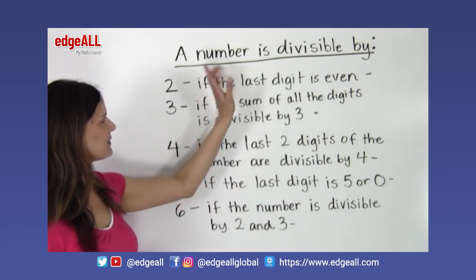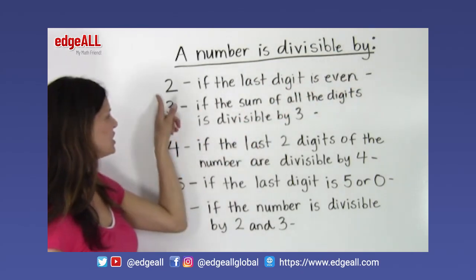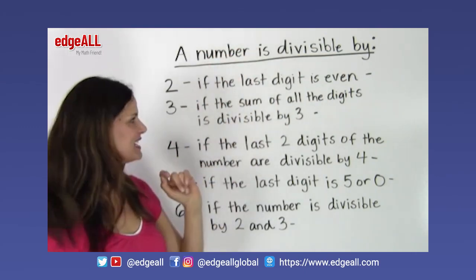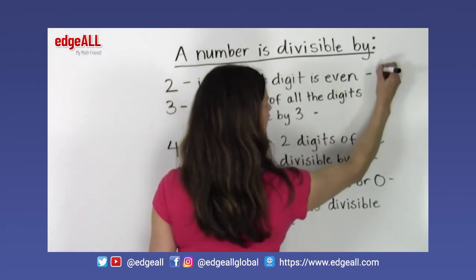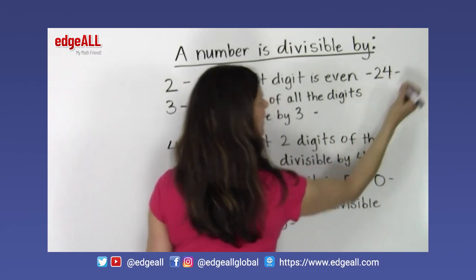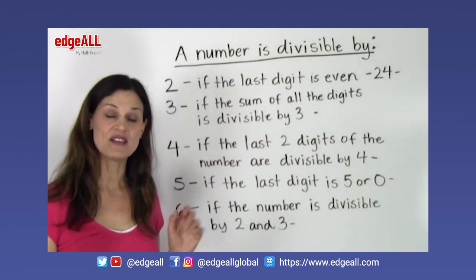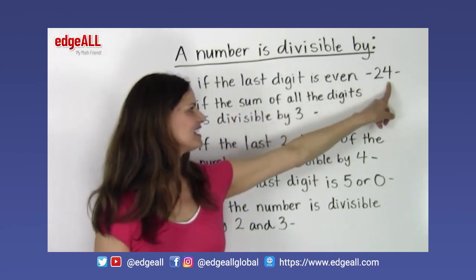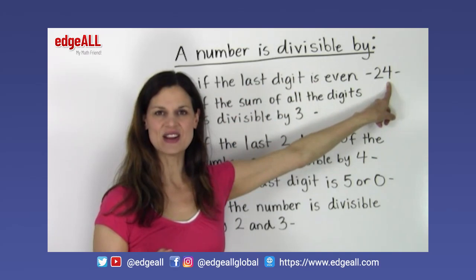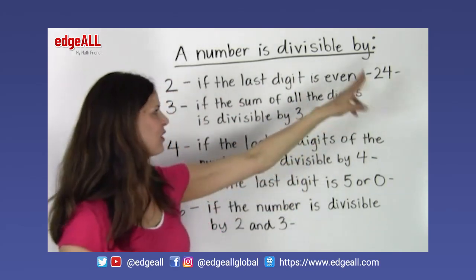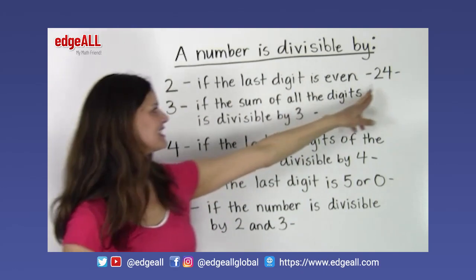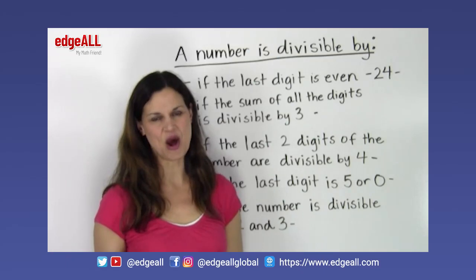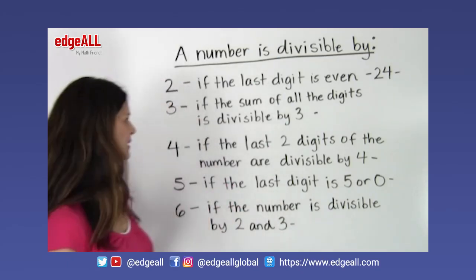A number is divisible by 2 if the last digit of the number is even. So, for example, if I had the number 24 and I wanted to know if 24 was divisible by 2, I look at my last digit, I see that it is even, and I know that the answer is yes. 24 is divisible by 2 because the last digit is even. If I had a number like 53, the answer would be no, because 3 is an odd number.